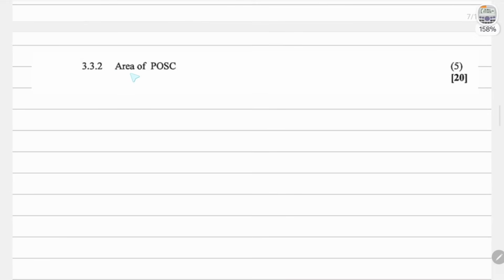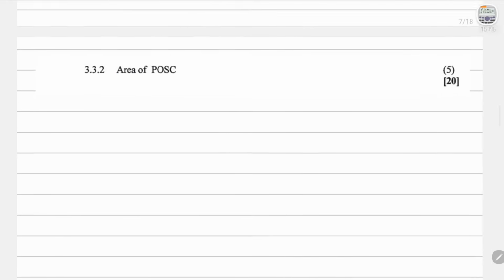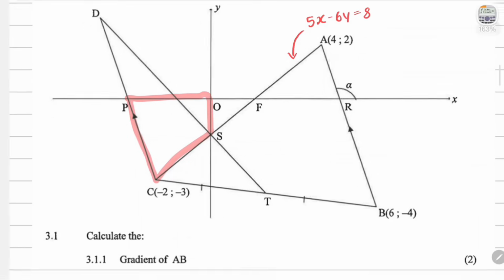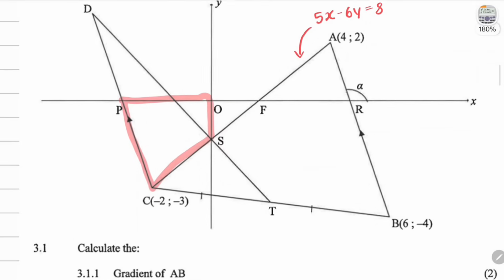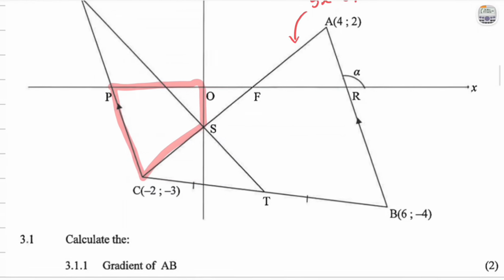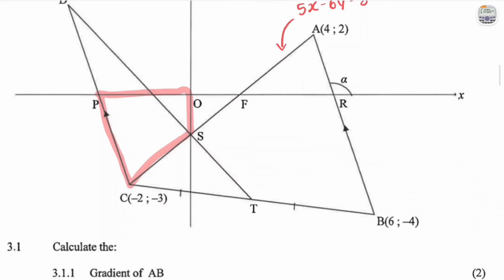Question 3.3.2 says we need to calculate the area of POSC. Okay, so let's look at what POSC looks like. POSC is this shape over here. Okay, so that is not a trapezium, so we cannot use the area of a trapezium to find that. However, it's made of some shapes. And here, let's just point out two ways to find this. We can either decide to focus on finding the area of this triangle over here and then finding the area of this shape, because this shape is actually a trapezium.